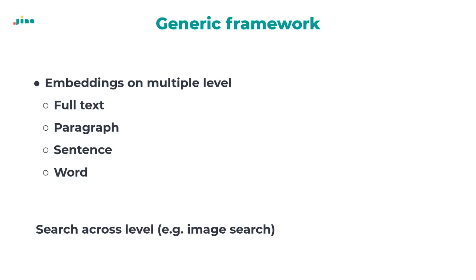So we want to be a generic framework. That means we want to be able to create embeddings on multiple levels. If you think of a big text, it could be the full text, which just gets one embedding. But you could also do the embeddings on paragraph level, sentence level, or word level, depending on how detailed the information is that you want to search for. And we also want to enable, with our data and flow concept, to search across levels.